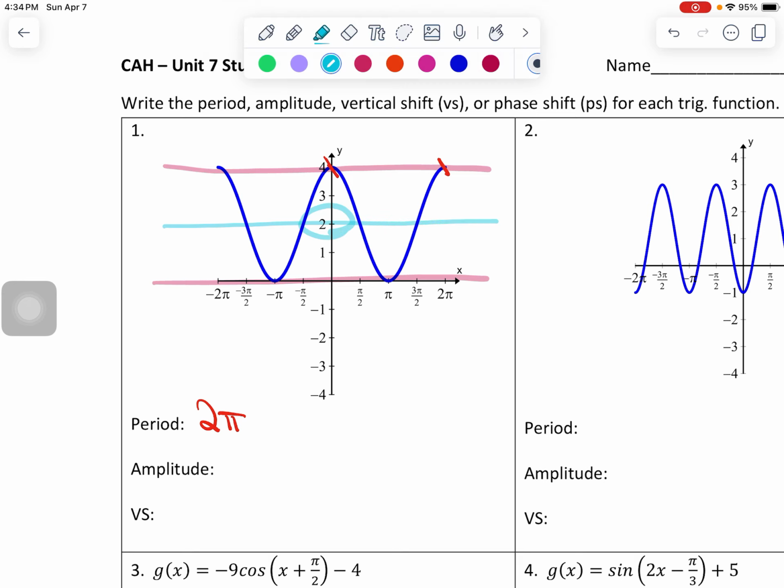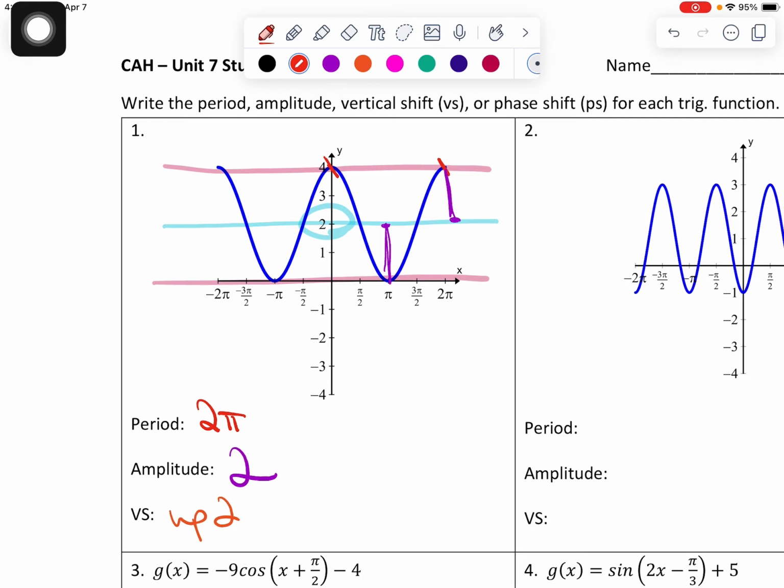All right, I need an amplitude here. Amplitude is going to be the distance from this midline to this maximum here, or the midline to the minimum. In either case, your amplitude is going to be 2. Your vertical shift. Now, the normal sine and cosine curves sit on the x-axis as their midline. Clearly, our midline has shifted. In this case, it's shifted up 2. So vertical shift is going to be up 2. All right, so that's number 1.